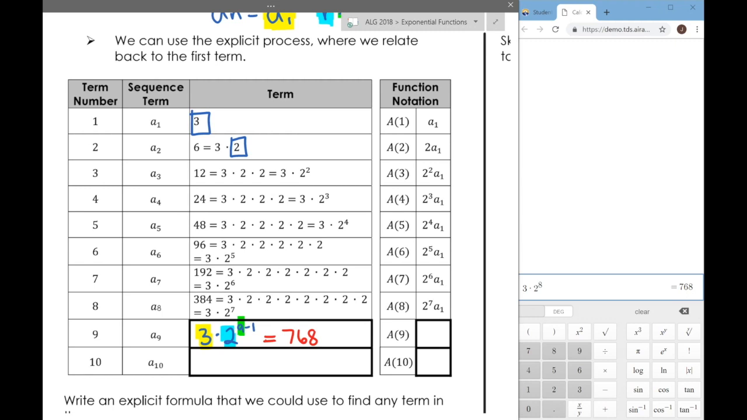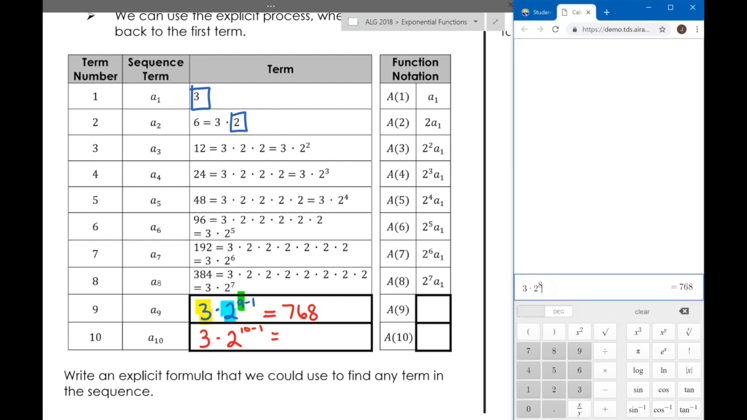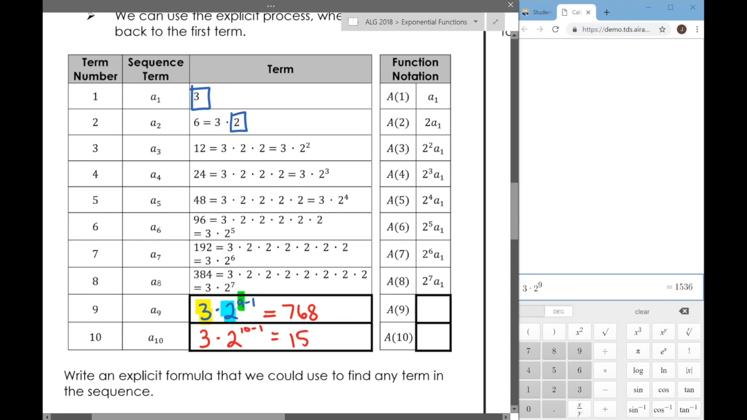Okay, let's try the 10th term. So this time, we're going to use 3 again, because that's my a1, times the common ratio, which is 2. This time I'm looking for the 10th term, so it's going to be 10 minus 1. Okay, 10 minus 1 is 9. So instead of erasing the whole thing, I'm just going to click back in my calculator, and instead of the 8, I'm going to erase it and put a 9. And that answer is 1,536.